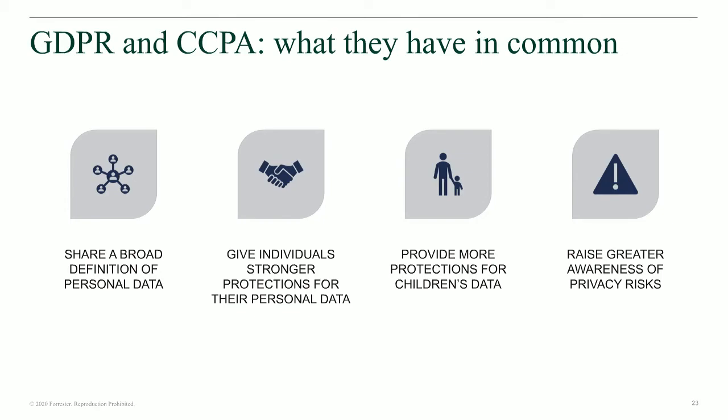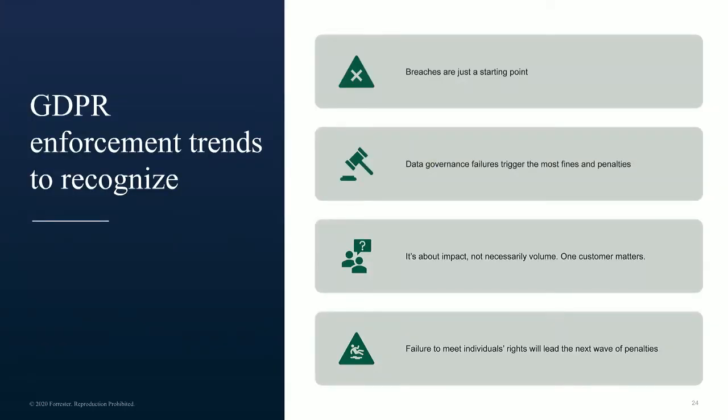That's something interesting to take note of, especially with GDPR and the enforcement trends we have started to see, where breaches, security breaches, data breaches, are just a starting point for regulators to start to pay more attention to a company. And what we've seen so far is that data governance failures are triggering the most fines and penalties at this point. Things like insufficient legal basis for processing, or having your technical or organizational measures for ensuring information security just not where they should be. These are the things that have been triggering different types of penalties.